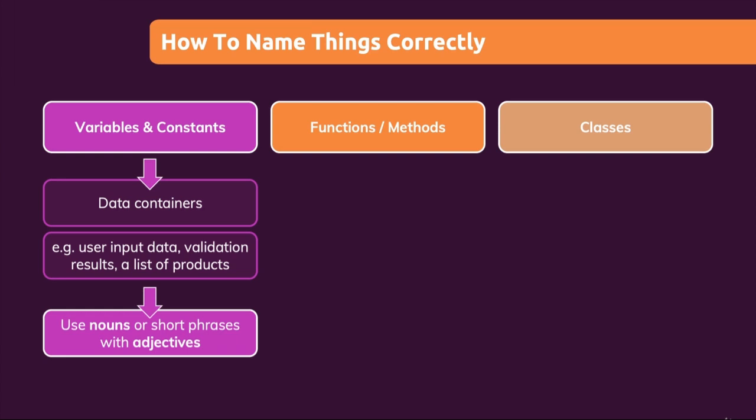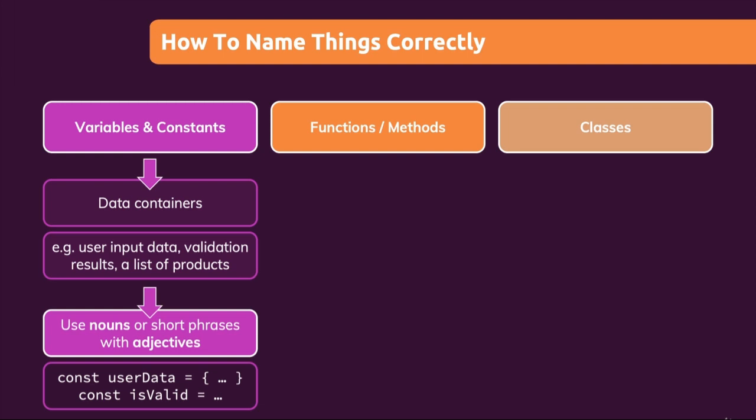For example, something like user data or just user. Something like is valid if we store a boolean. These would be good names, and we are going to see way more examples throughout this section. No worries. So that's how we want to name our variables and constants and properties. We want to describe what is being stored in them.